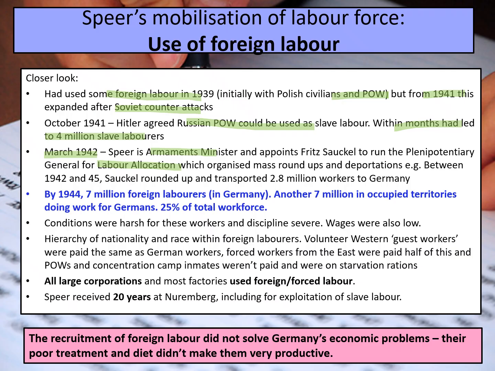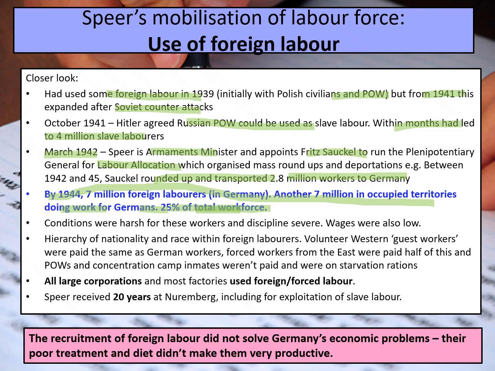If we think about the role of Fritz Sauckel himself between 1942 and 1945, in his role as leader of this organisation, he was responsible for the rounding up and transportation of 2.8 million workers to Germany, as well as putting over 14 million people through these horrendous conditions working for Germany. You can see the statistic here, a really crucial one to know: by 1944, the use of slave labour is making up 25% of their total workforce. So absolutely crucial for them being able to continue the war effort.